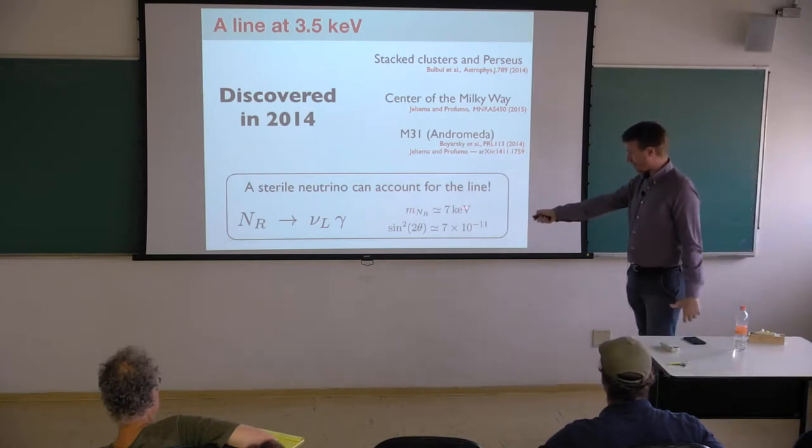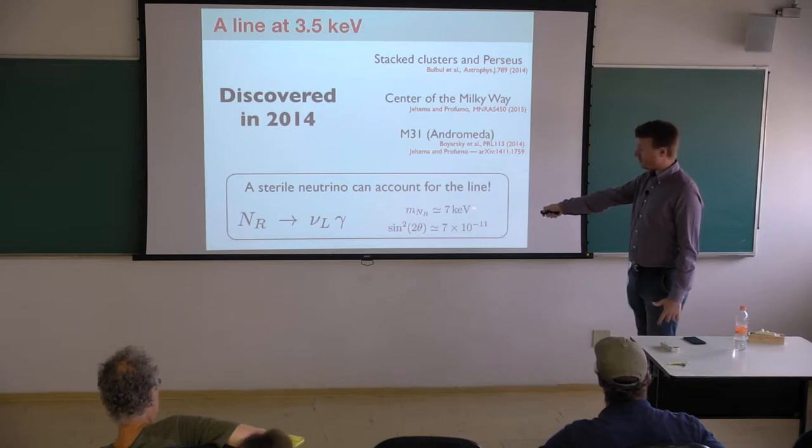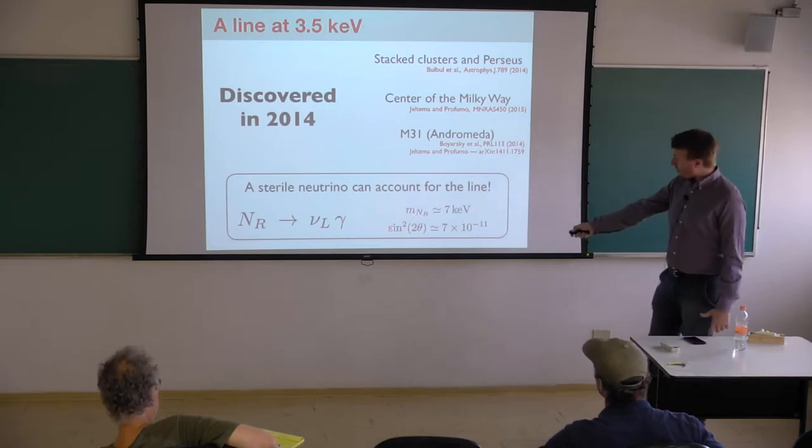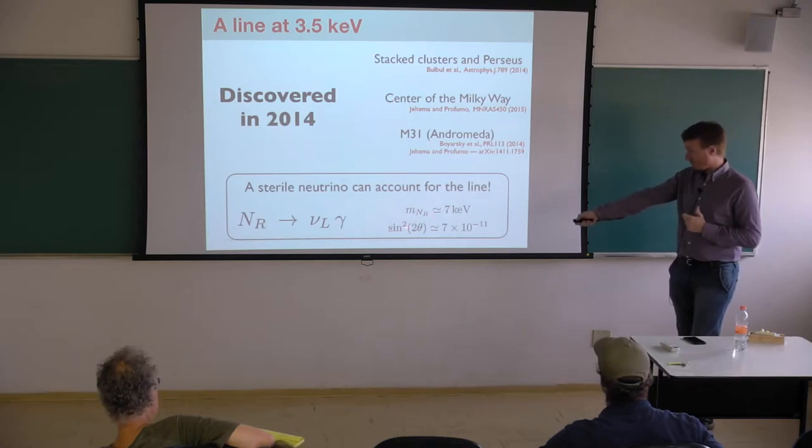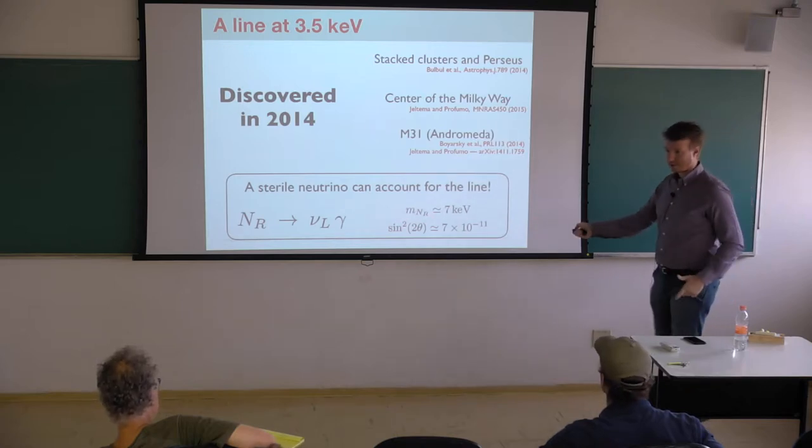I immediately learned that if I want to explain this with a neutrino, I need the mass of the right-handed neutrino to be 7 keV. How much the mixing angle? I compute the flux as a function. I fix the mass, so the result has one free parameter, and I fix the mixing angle.